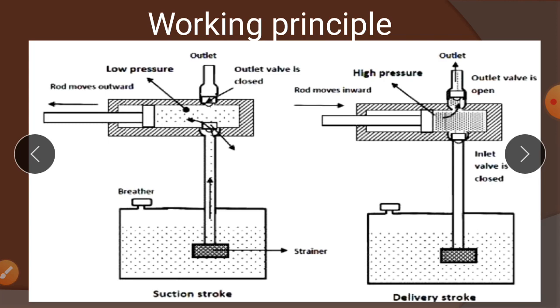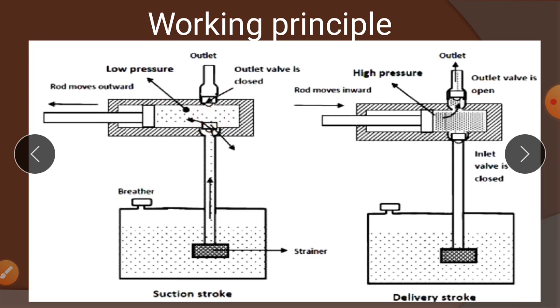What happens when the piston, which is reciprocating inside the cylinder casing, moves to the left side? When the piston moves left, it creates a partial vacuum at this portion. Because of this partial vacuum, this valve opens and this valve gets closed.